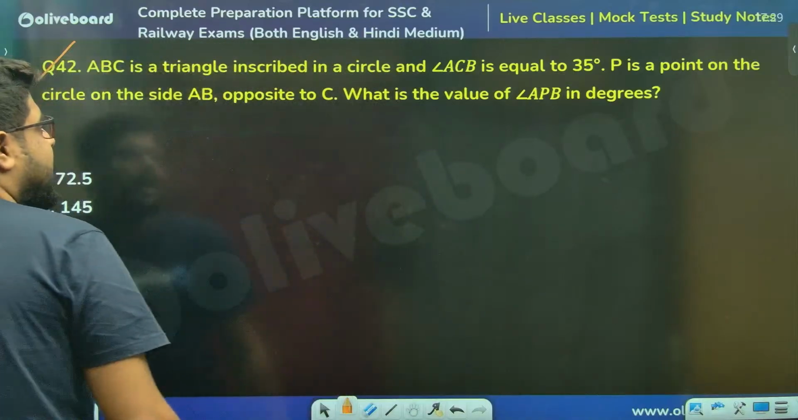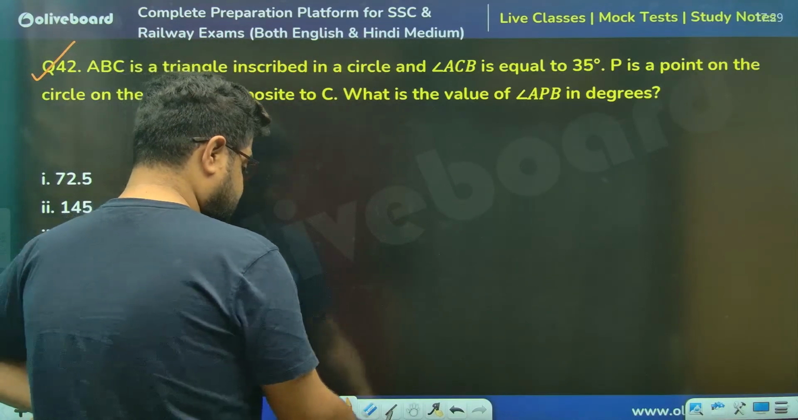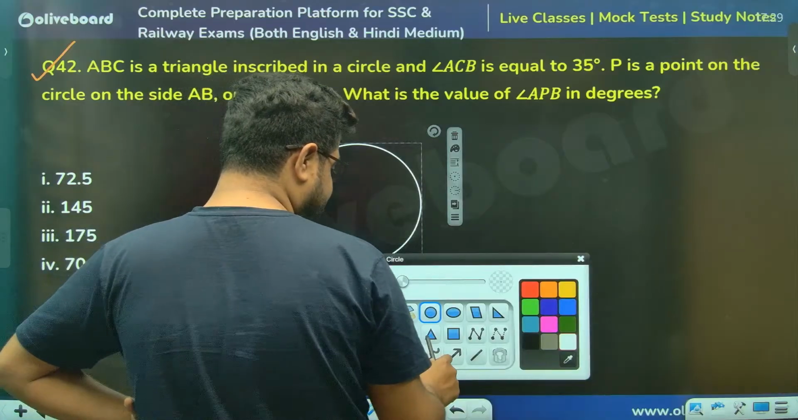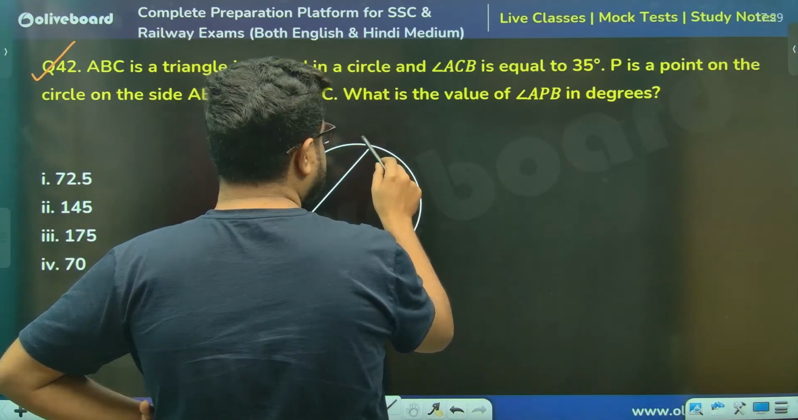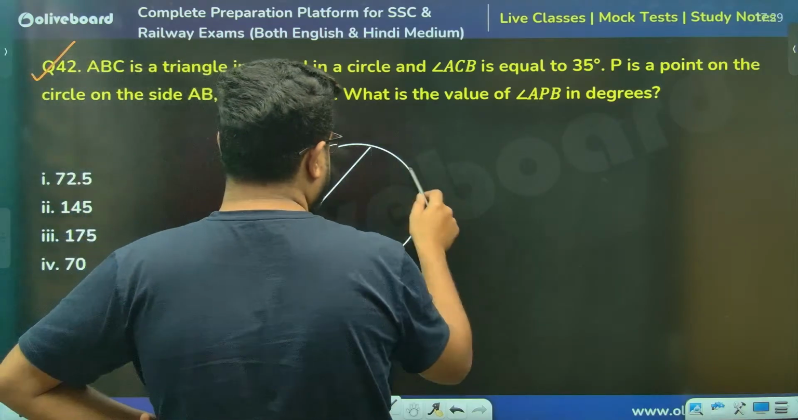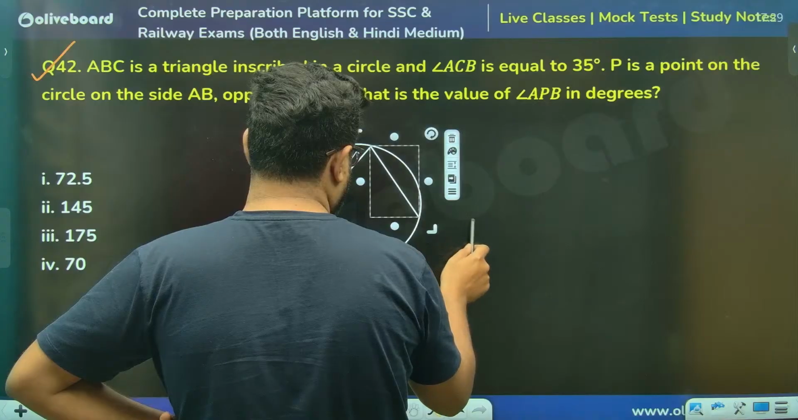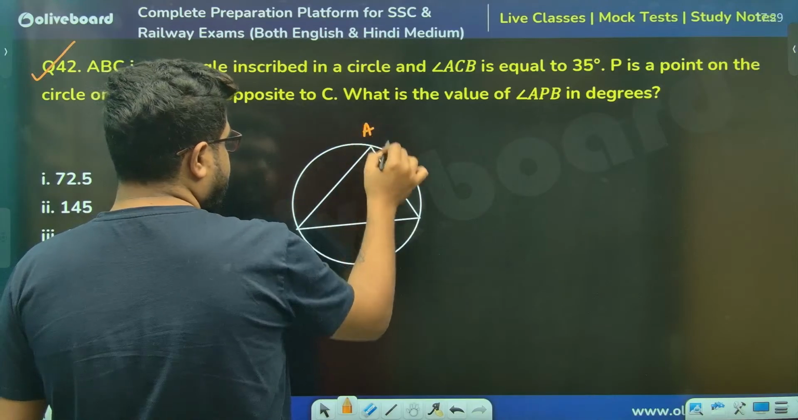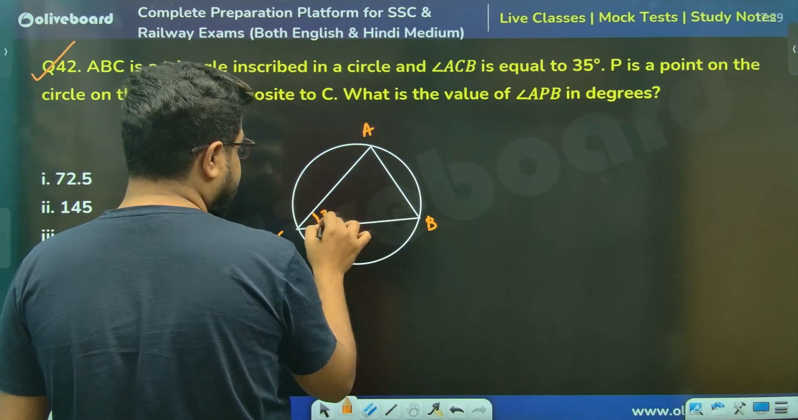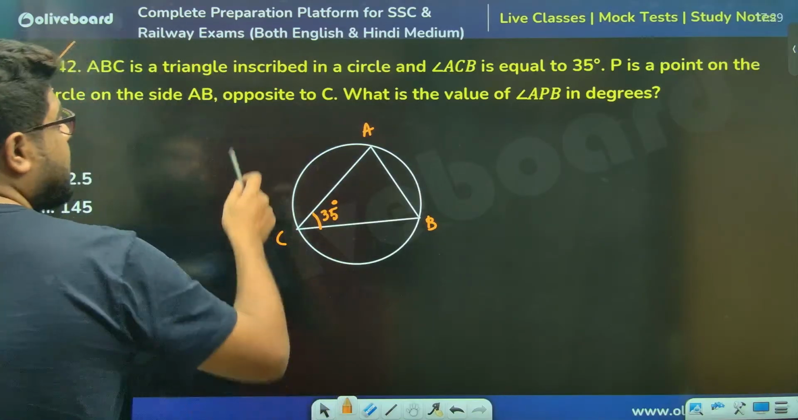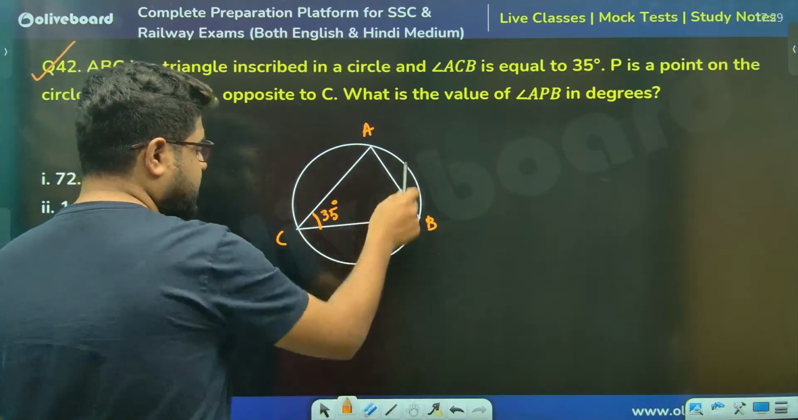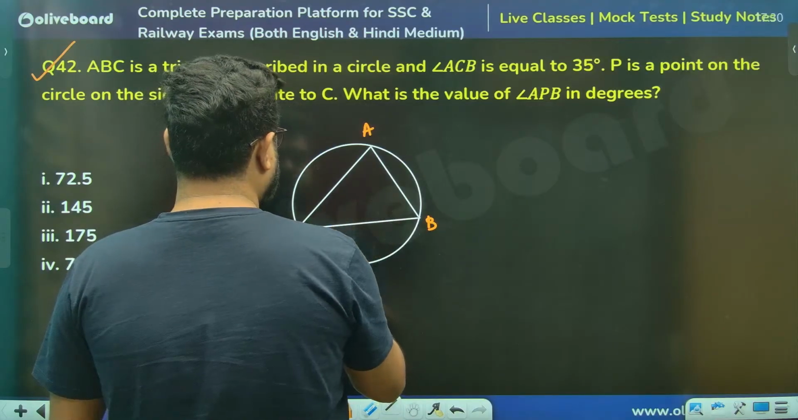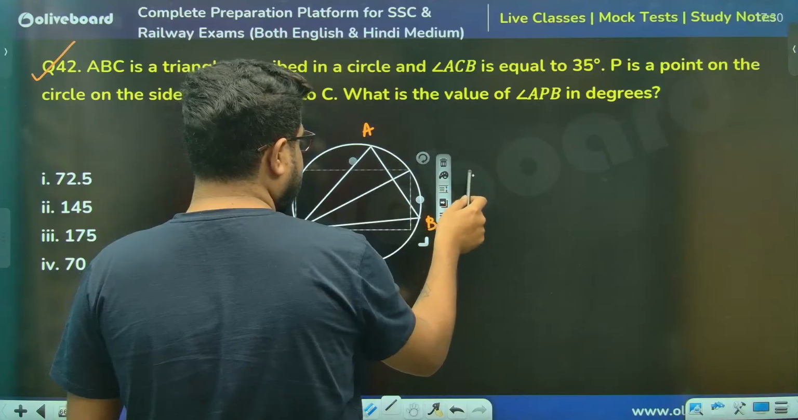Chalo. ABC is a triangle inscribed in a circle. So in these situations, it's always better to draw the triangle and circle first. Nothing is given, right? ACB. I'm saying ABC. This angle is 35 degrees. P is a point on the circle on the side of AB, somewhere over here, opposite to C. What is the value of APB, sir?